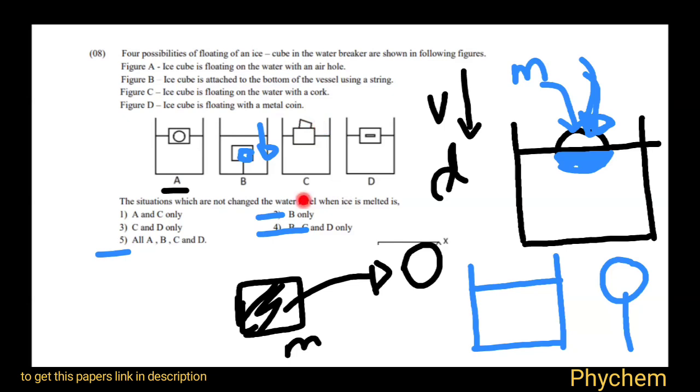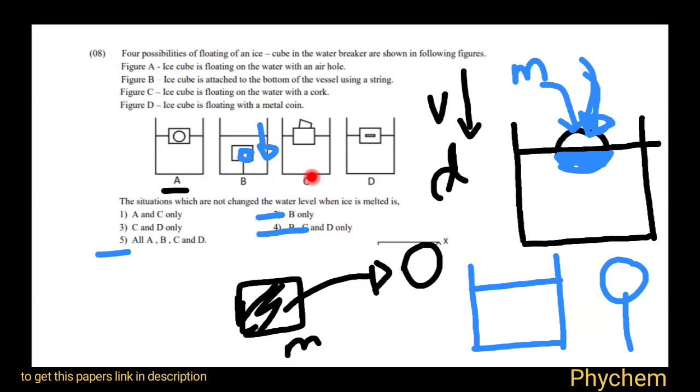When it floats over the water again, it needs to displace the water for its initial mass, because the mass is never going to change, no? Therefore, for figure C also, the displaced water level is never going to change. So what are they asking? They're asking that the water level is never going to change. So C is the correct answer.